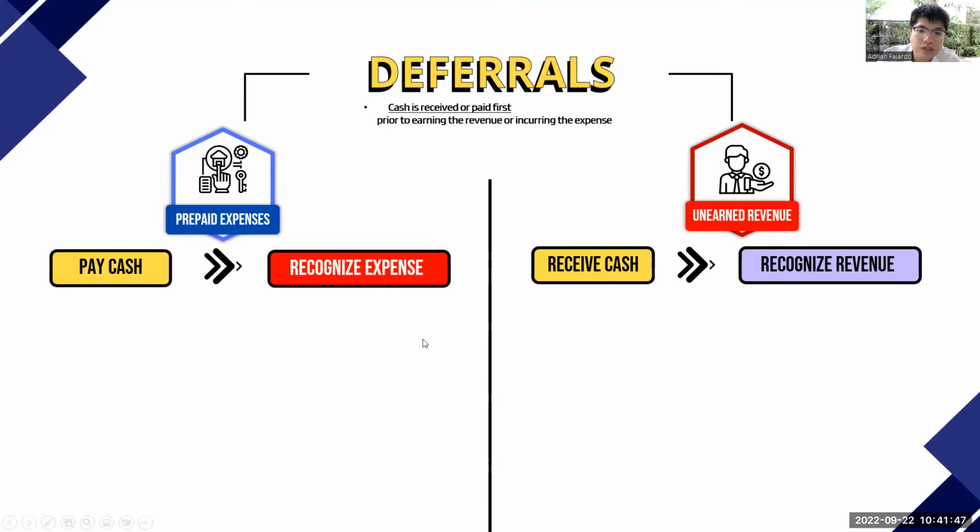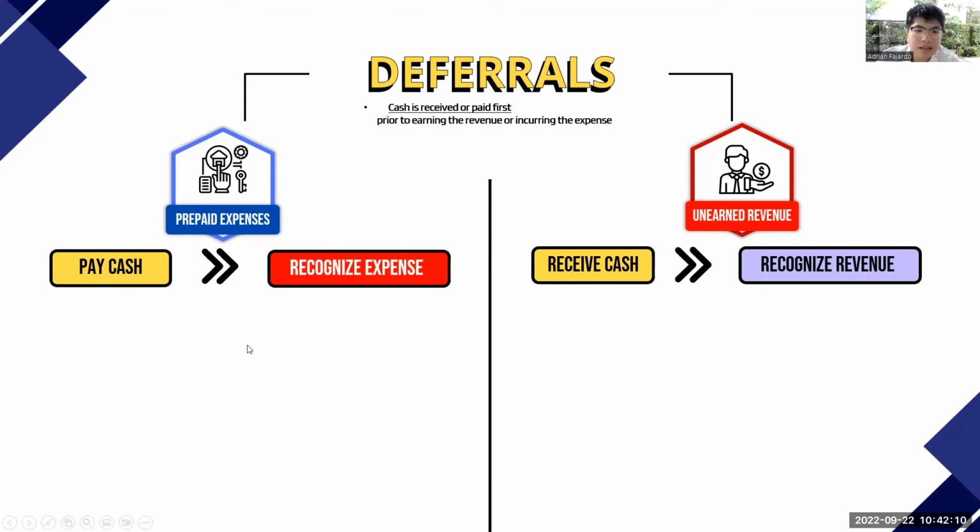Basically, again, you have two scenarios. You pay cash to recognize expense under your prepaid expenses. And then you receive cash first, and then later mo na-recognize yung revenue. So these are what you call unearned revenue accounts, right? So now, let's look at it from a journal entry perspective. First, let's go to prepaid expense.